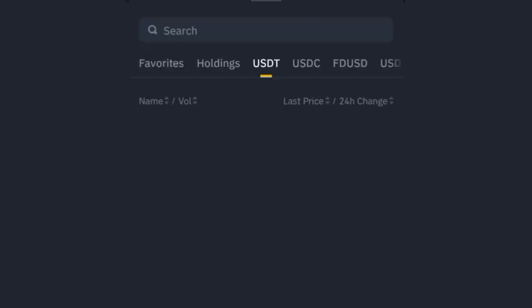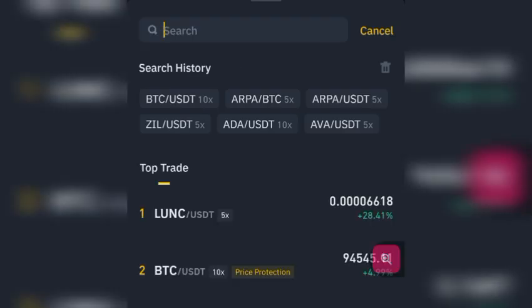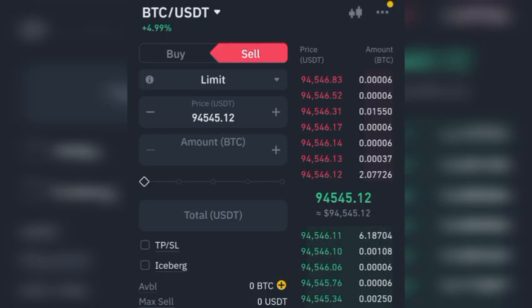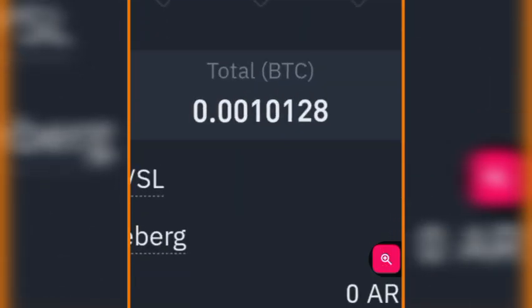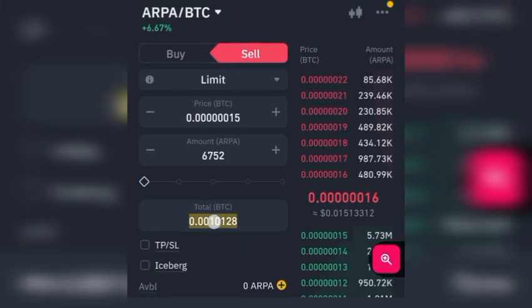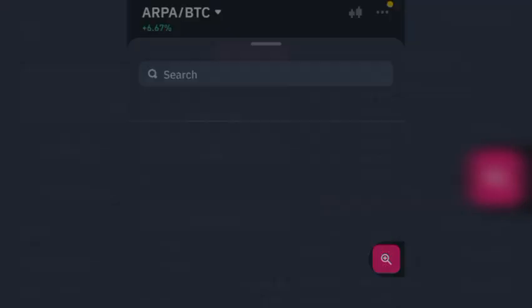Let's go back to ARPA BTC. Where is it again? Here. So we're choosing the lower price now, and then we put in 6752. I told you it's going to be really low. So let's just copy that and see whether we can even make any profit. Copy. And then let's go to BTC USDT.